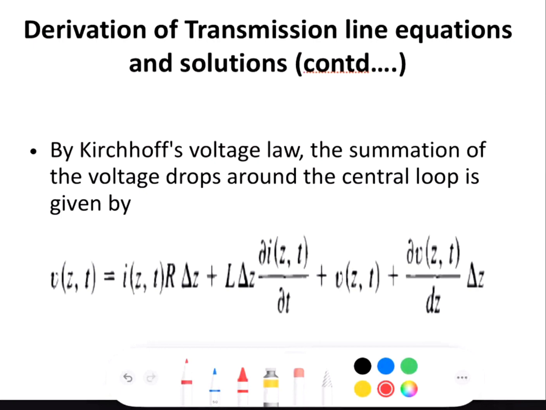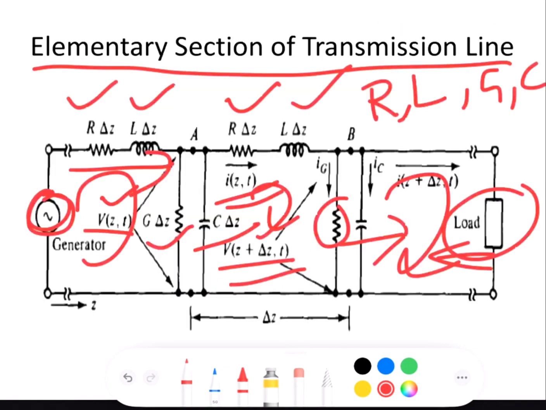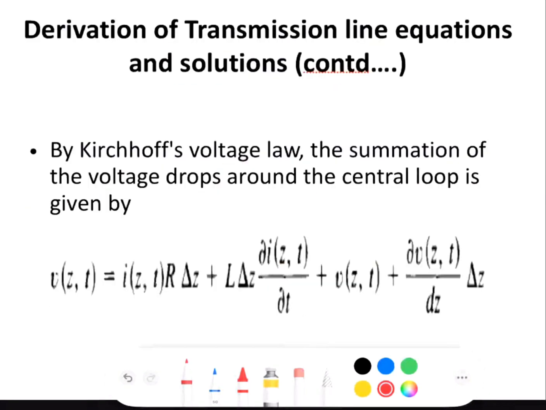So you people know about Kirchhoff's voltage law, which you have studied since your 8th or 9th standard. You have studied the KCL and the KVL equations. So we are applying the KVL equations, or Kirchhoff's voltage law, the summation of the voltage drops around the central loop. That is, this is the central loop that we are considering. So when we apply the KVL equations for the central loop, the output equation which we obtain is V of Z comma T is equal to I of Z comma T into R delta Z plus L delta Z, as the inductance is a differential of it.